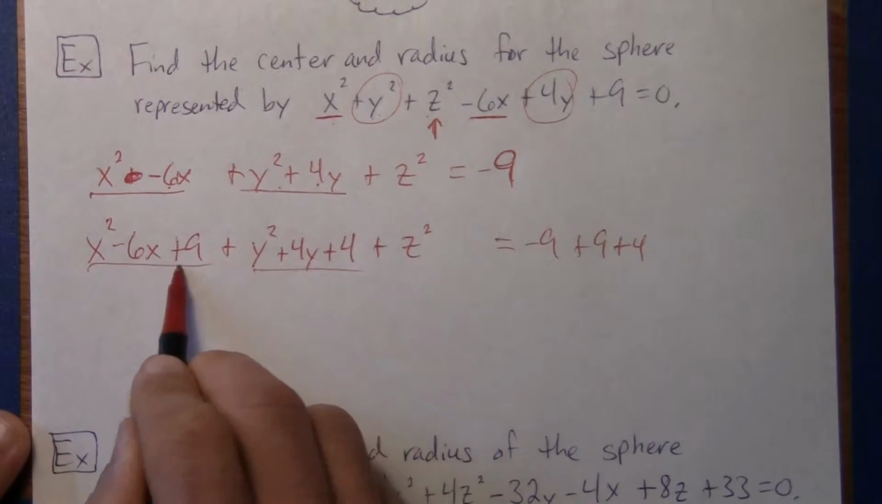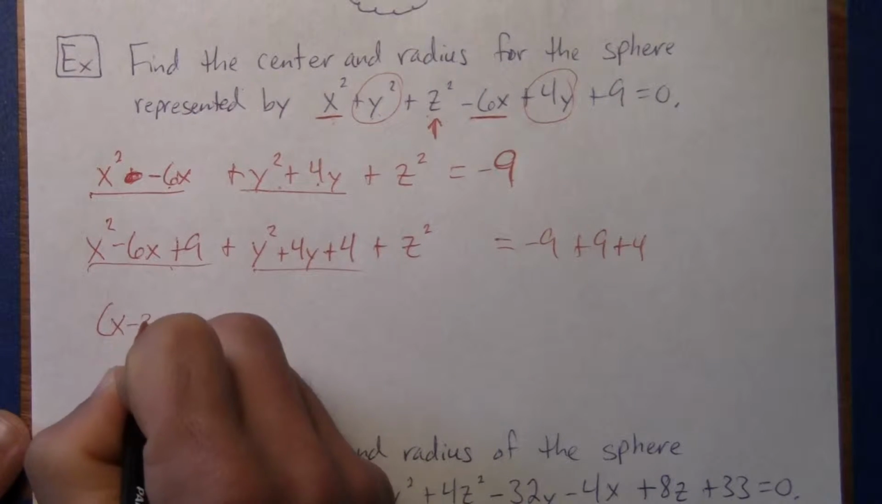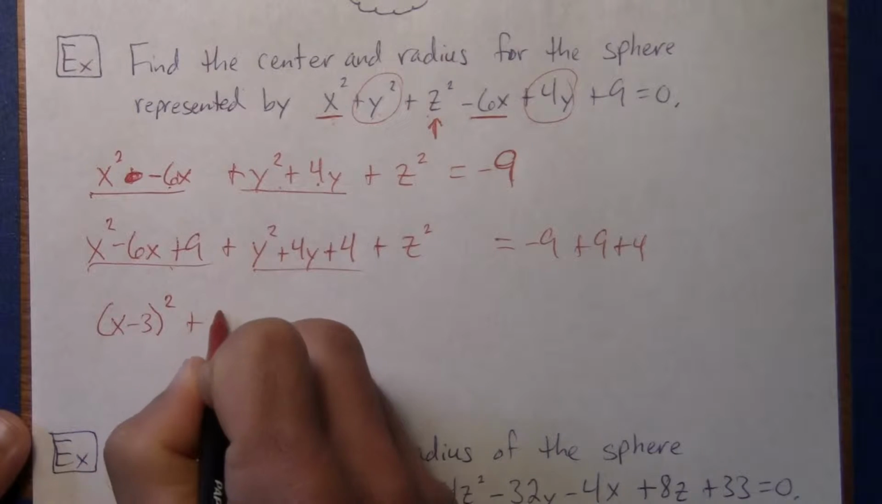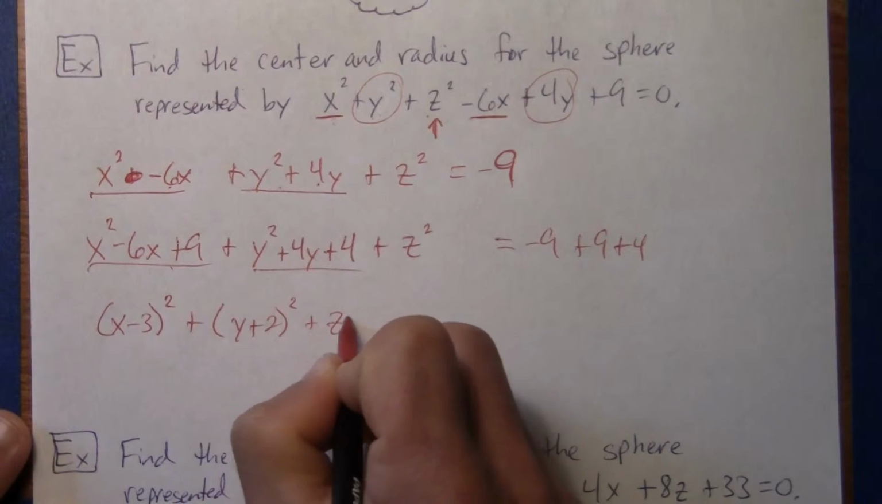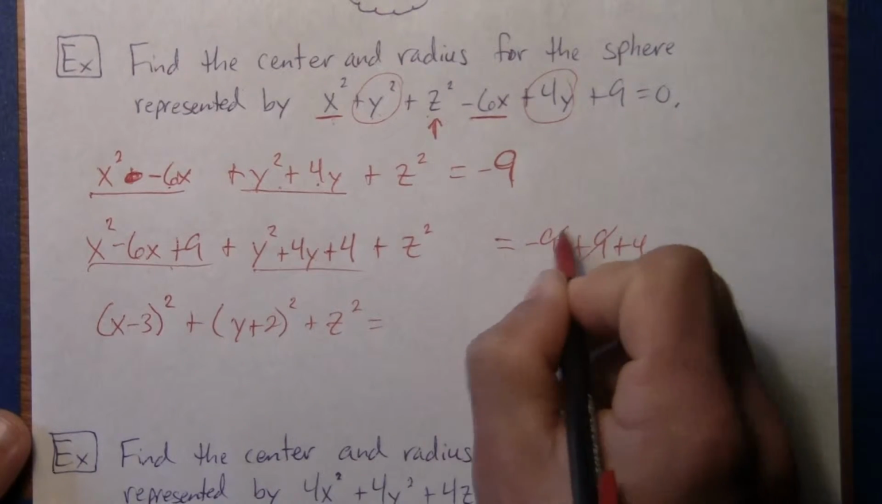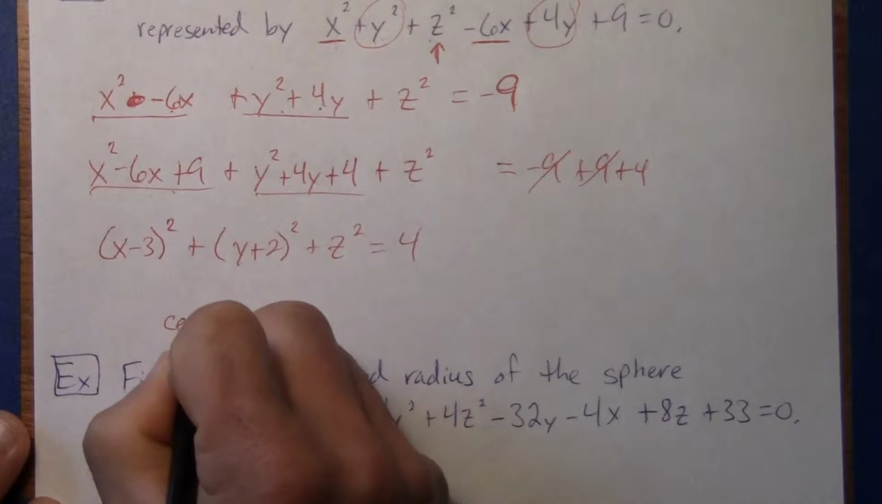Now, if I've done that step correctly, the b divided by 2 squared, this should factor into a perfect square, and it does. It factors into x minus 3 squared. This factors into y plus 2 squared. And of course, the z squared, I didn't have to do anything to it. And adding those together, I get 4, and now I have it in standard form.